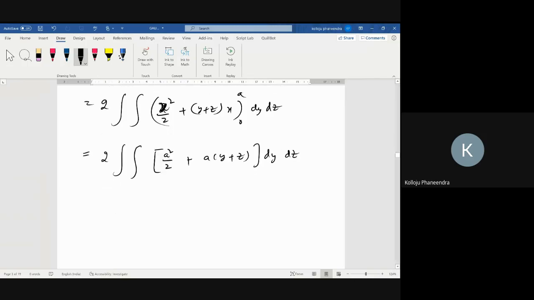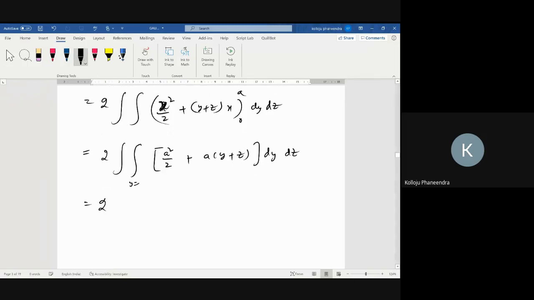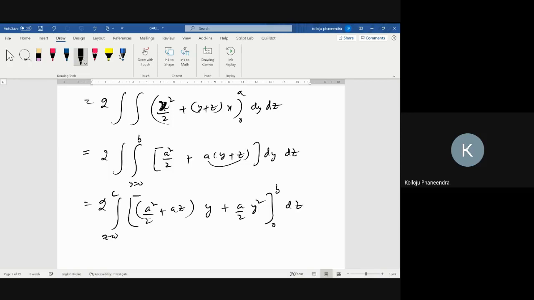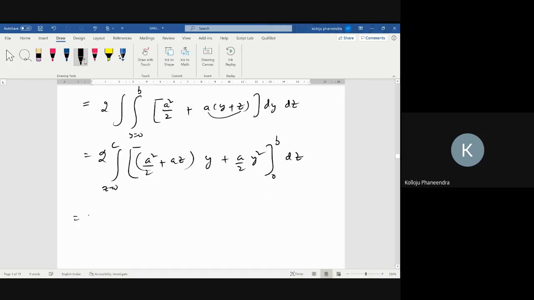Correct? Now this is 2 with respect to z, let me take z equal to 0 to c. What are the constants? Az is also constant, so let me combine with this one. This is y plus a by 2 y square, between 0 to b. So what does this give? This is 2 into 0 to c, a square by 2 plus az into b plus a b square by 2, dz.